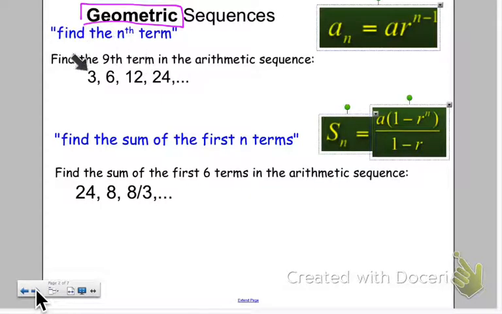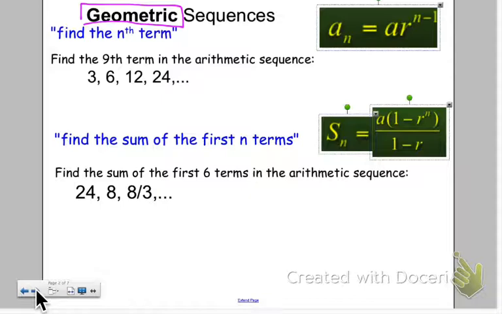And how do I multiply to get from 3 to 6? That's times 2. 6 to 12, times 2. 12 to 24, times 2. Make sure it's consistent through all of them. So if it was 3 to 6 is 2, and then 6 to 18 or something, it wouldn't be any kind of determinable sequence, or at least not for this class.